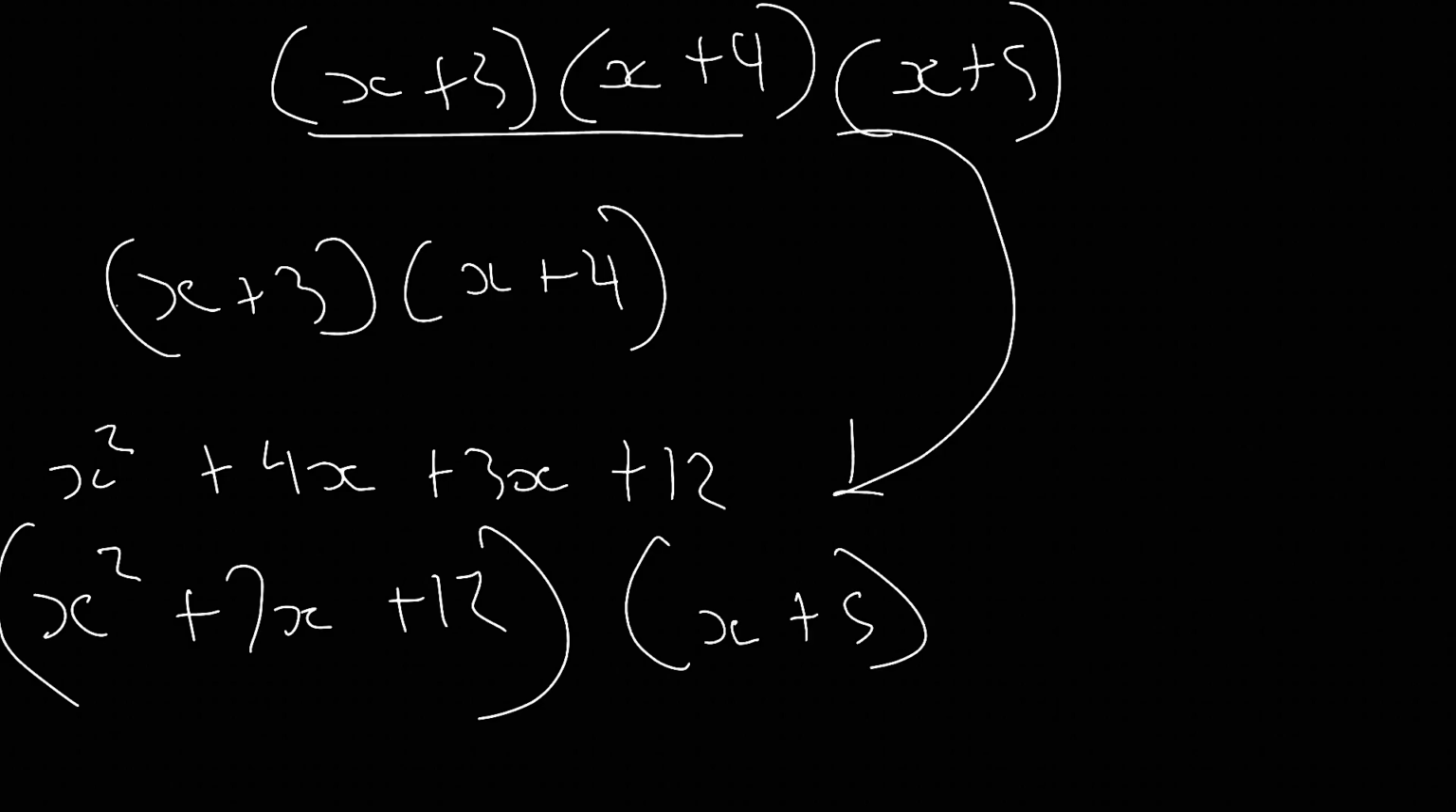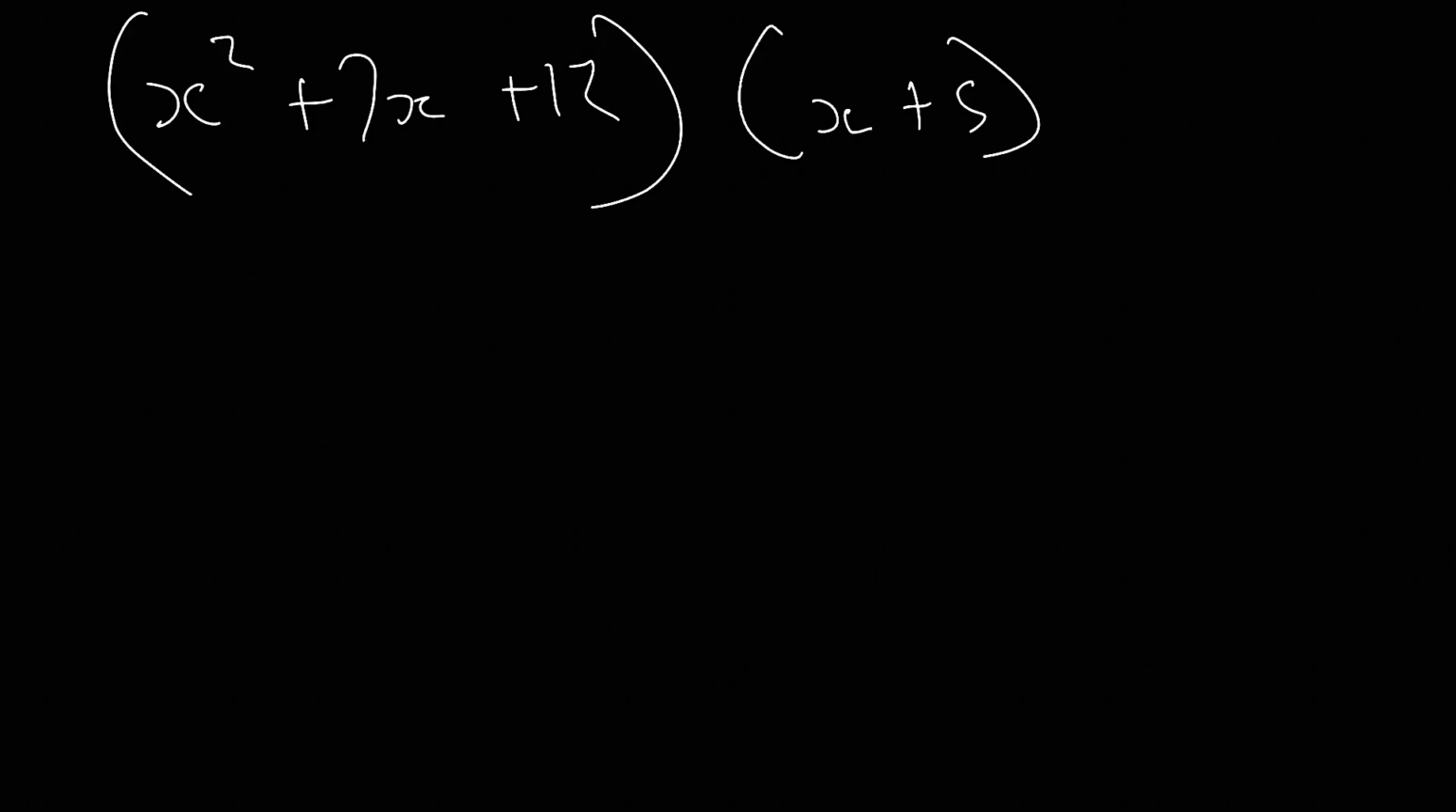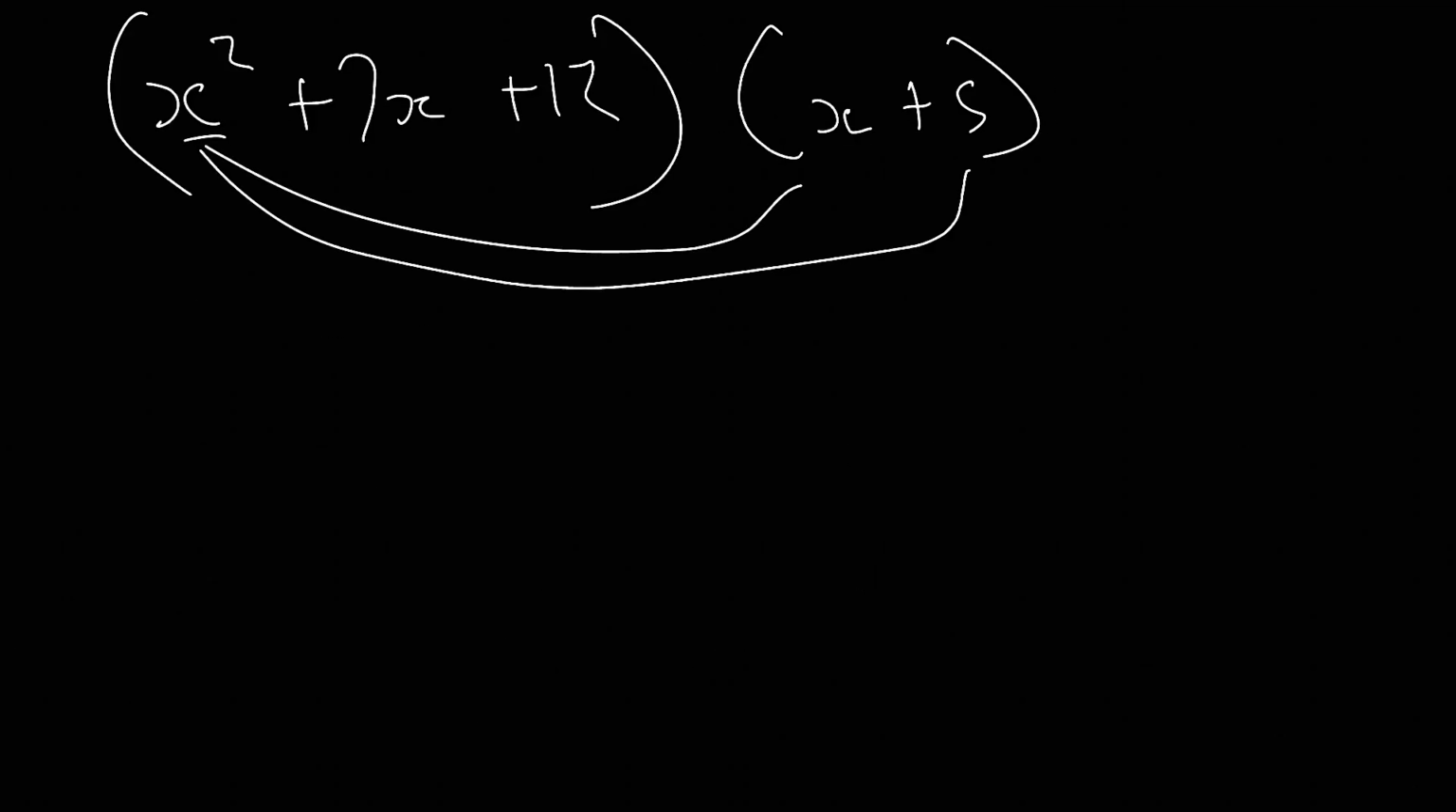And then here is where we have the long process. So I have this x squared being multiplied by this x and this 5. And then let me make it a different color. This 7x being multiplied by the x and plus 5. And then this plus 12 being multiplied by the x and the plus 5. So let's do it in order.